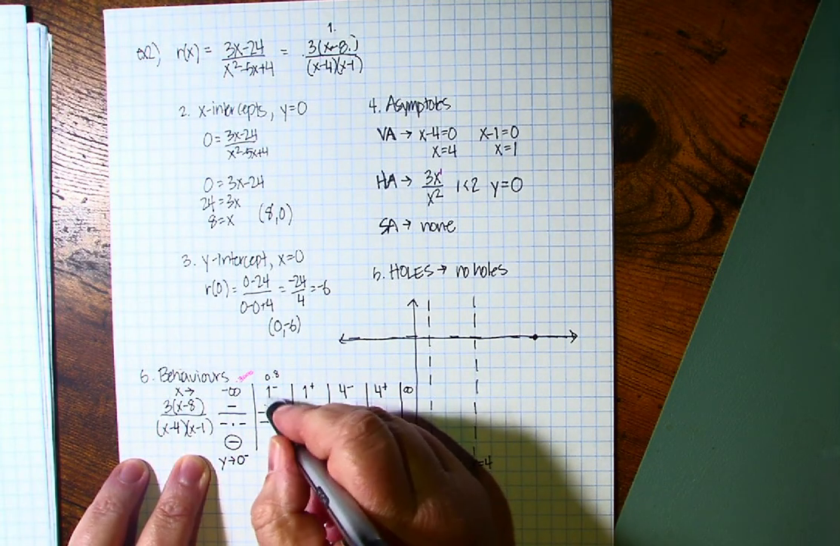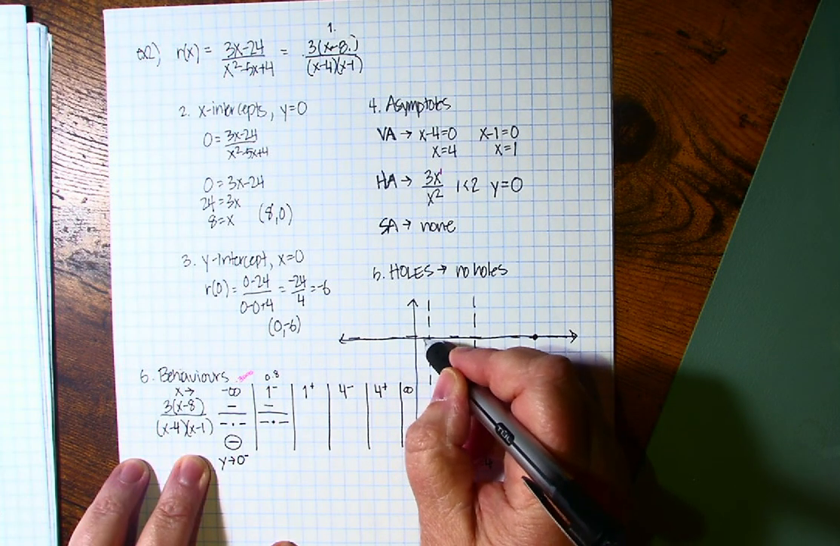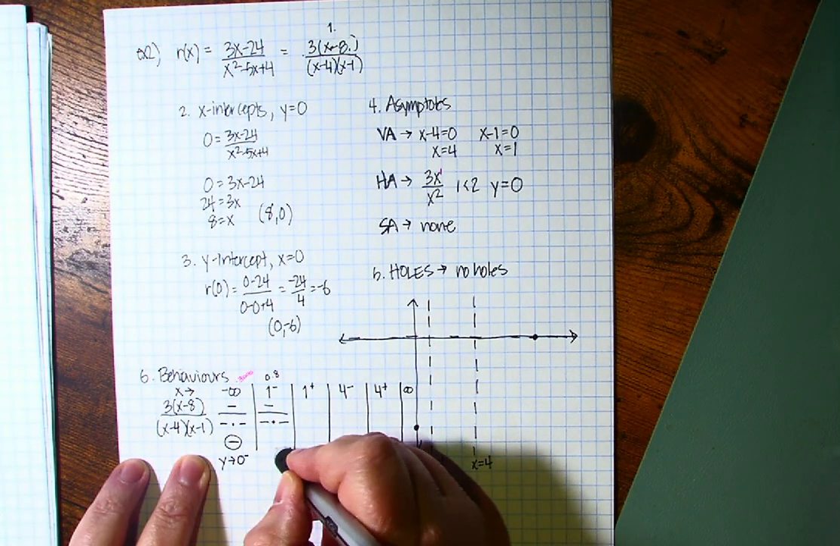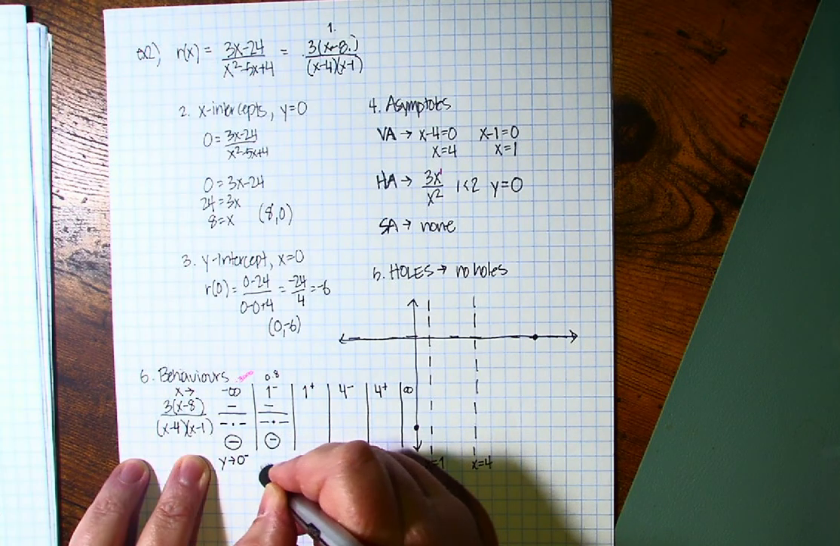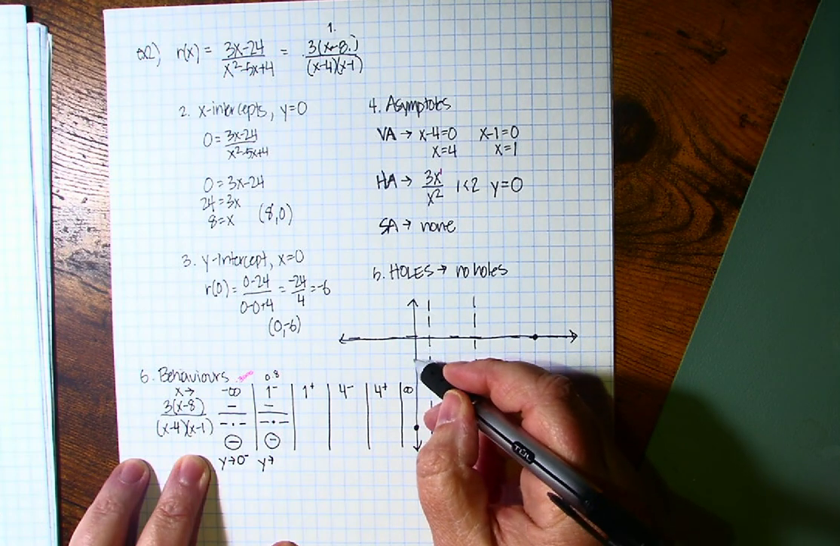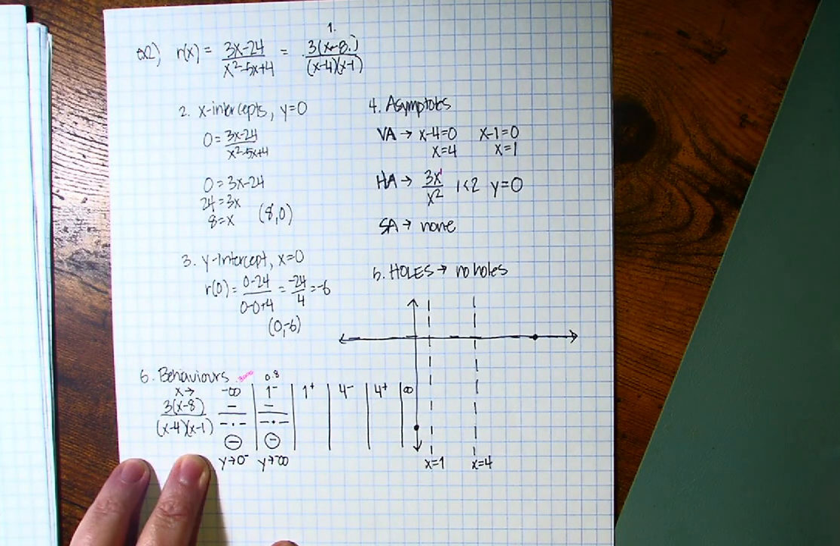This tells me that as my x approaches positive 1 from the left-hand side, it's either going to go positive or negative. In this case, I got a negative result. So my y will have to go down. Forced with the choice of going up or down, my y will go to negative infinity, or down.